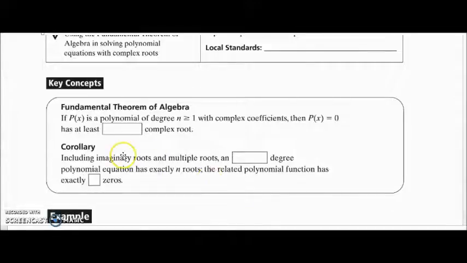It says that if we have some function p of x that's a polynomial of a degree greater than 1, so it's not a linear equation, and it has complex coefficients, then this p of x, this function equal to 0, has at least one complex root.